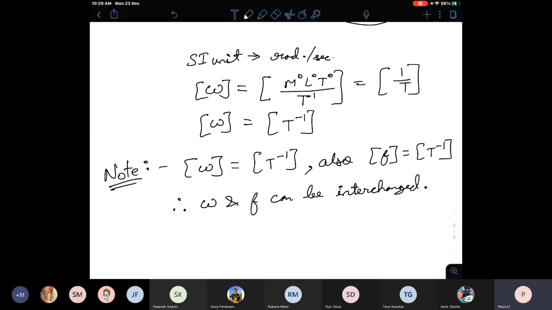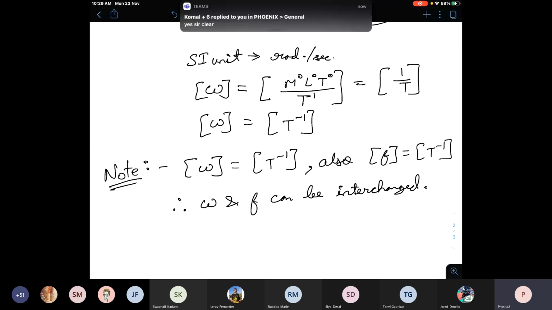Simple things. You must have observed this also while you were studying in 11th. These are basic things. This was angular velocity.